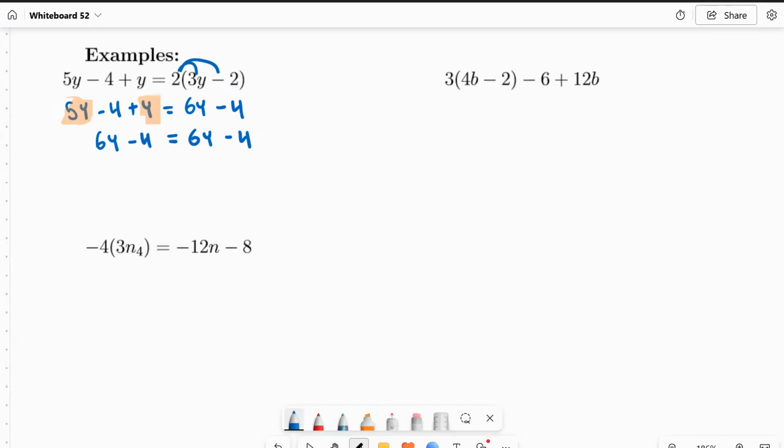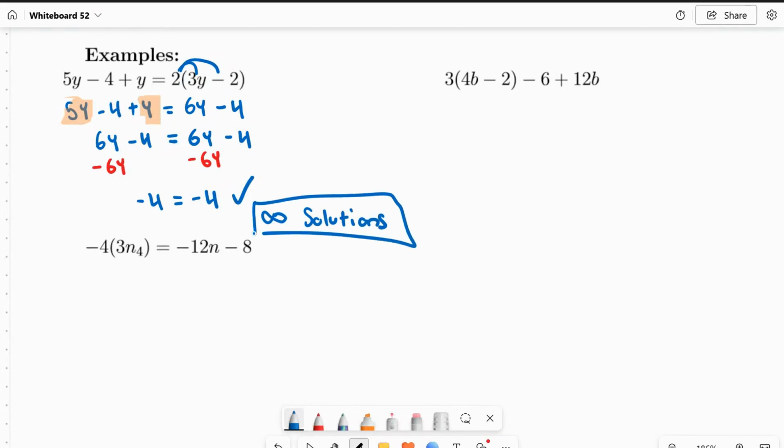Some of you may see where this is going. Just like the previous example, I'm going to move all my variables to one side. So I'm going to subtract my 6y over, which will end up canceling out on both sides. This is going to leave me with negative 4 equals negative 4. Obviously, negative 4 is equal to negative 4. That's a true equation. So this is one of those cases where I'm going to have infinite solutions. And that's my final answer here.